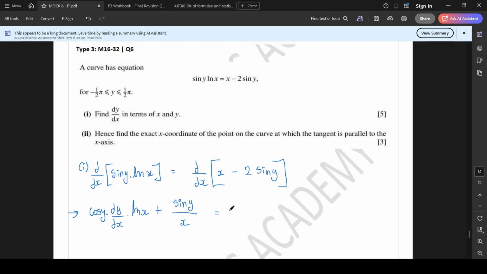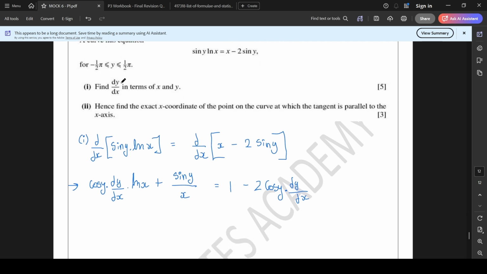Let me do it on the right hand side. The derivative of x is 1. The derivative of minus 2 sin y will become minus 2 cos y. But then again we have taken the derivative of a y term, and since we are doing it with respect to x, we need to multiply it with dy dx. Now because the question is asking us to find dy dx, we have to make it the subject and then get the answer in terms of x and y. So let's see what we get over here.